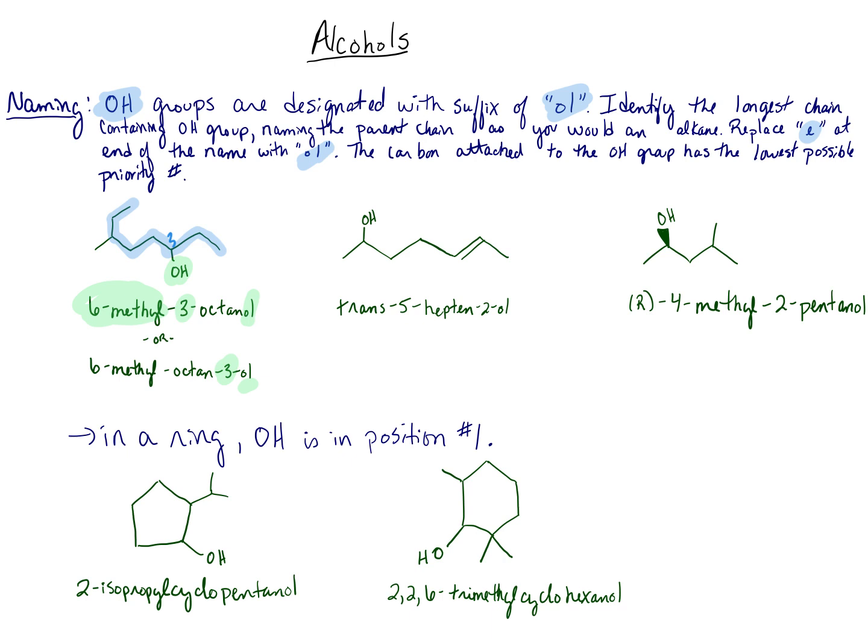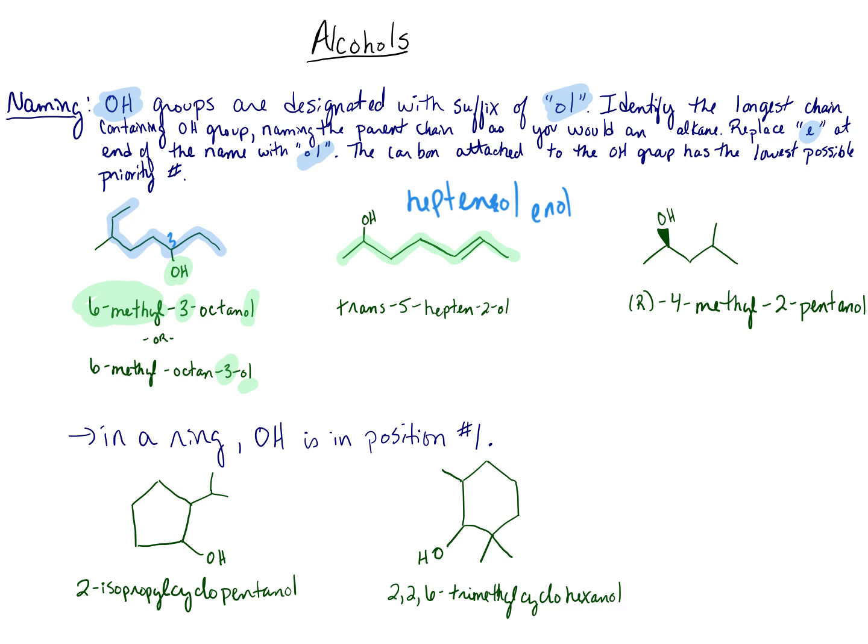Moving on, we have a chain here that has 1, 2, 3, 4, 5, 6, 7 carbons. Now this is what's known as an enol. So if I were to name that chain, instead of naming it as an alkane, I would name it as an alkene. So this would be heptene. Again, we would take off that E and instead put on OL. So an enol has both a double bond and an OH in that chain.